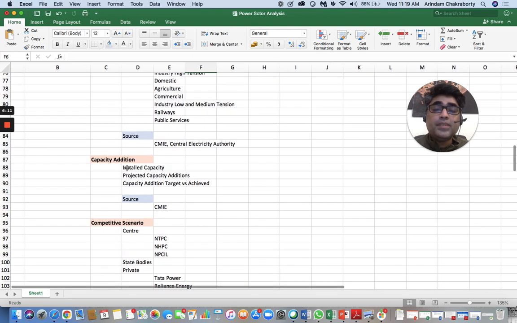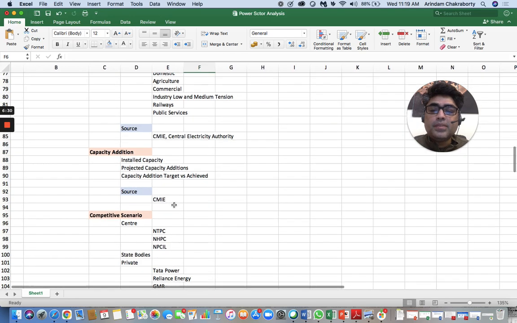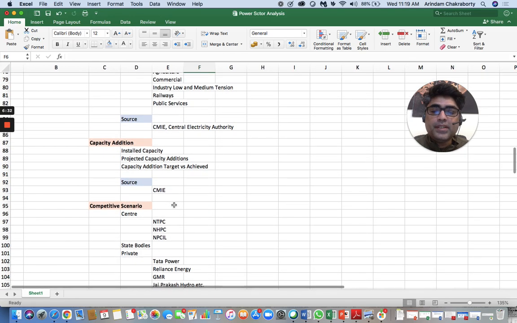Then in terms of capacity addition, right? What is the installed capacity at this point of time, the projected capacity additions, which are new capacities that are coming up in the days to come, or capacity addition target versus achieved. So what had been the target earlier and how much has been achieved. A very good source to get this piece of information is the CMIE database, right?